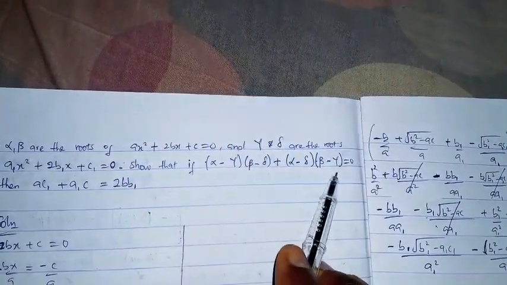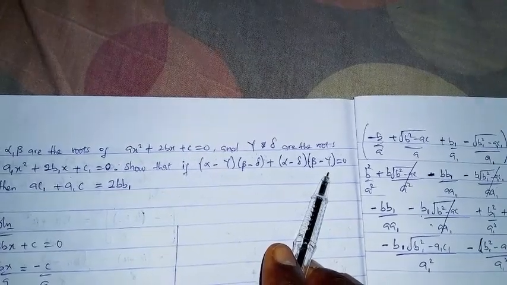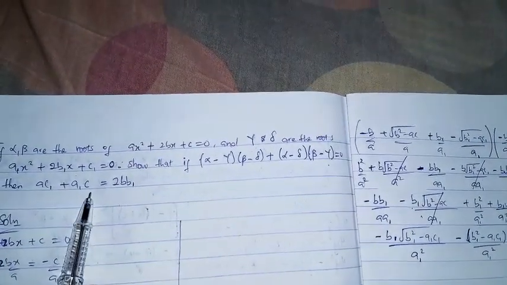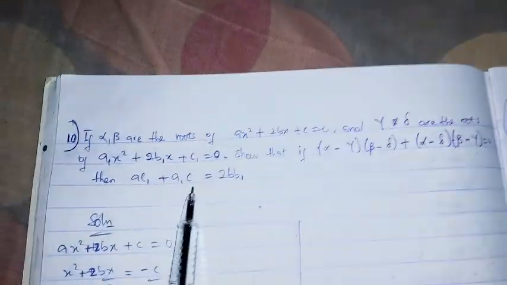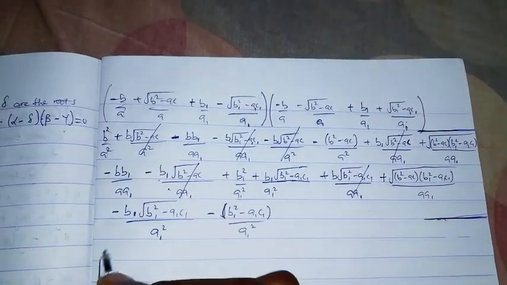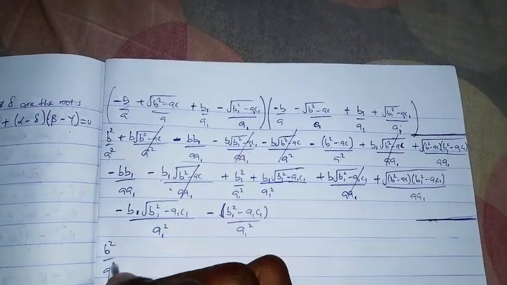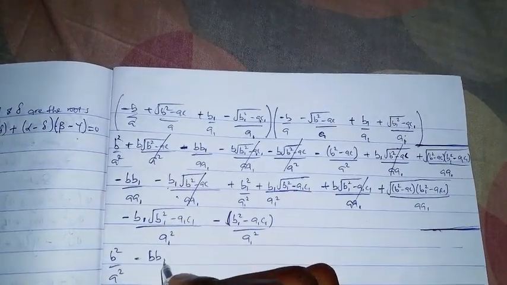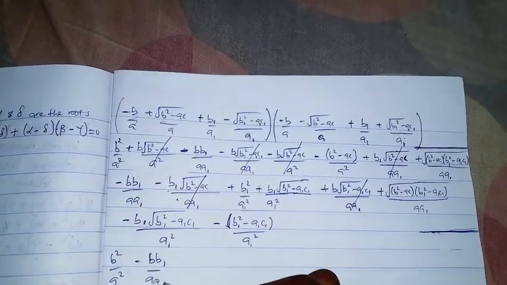So I'll be doing this very soon now, and then I'll be getting the answer, then adding them together, equating to zero, and hope to get just this small thing. Very funny question. So let's just pull out the remaining ones that we have on board here. What we have here remains what? b squared over a squared minus b b1 over a1.